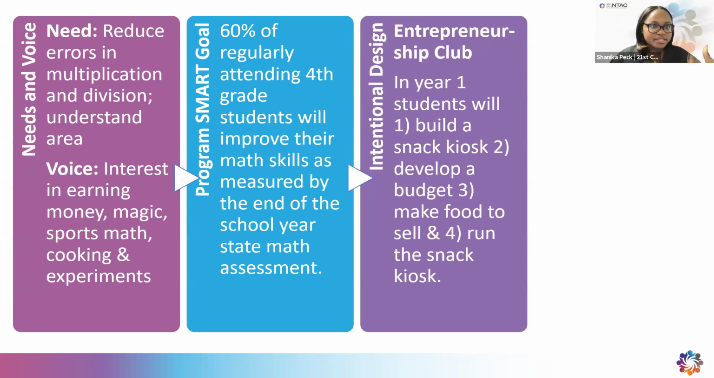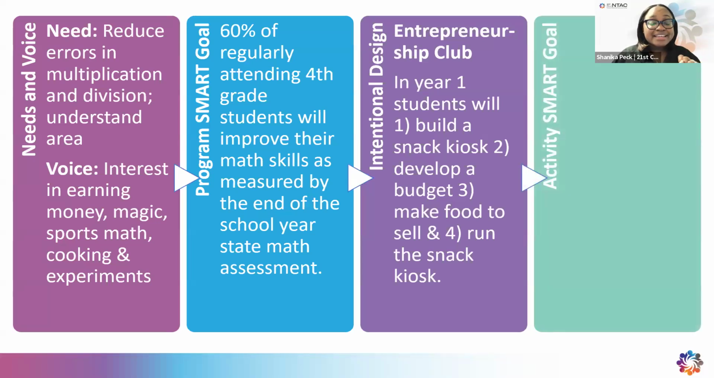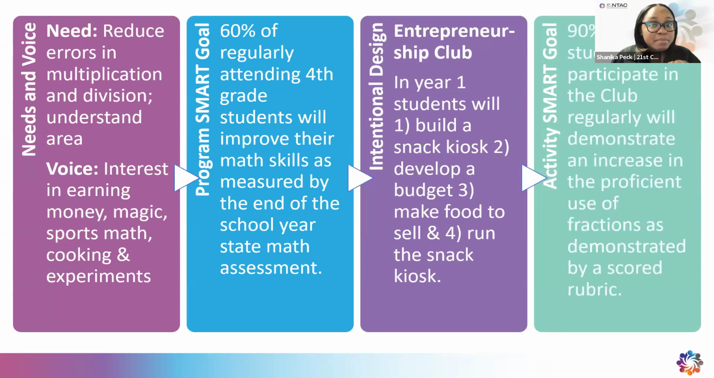There are a lot of different ways you can intentionally design your program so that when you think about those activities, you can pull apart different parts of that activity and use SMART goals to measure that progress, right? So here, a SMART goal for that activity would be 90% of students who participate in the club regularly will demonstrate an increase in the proficient use of fractions as demonstrated by a scored rubric, right?